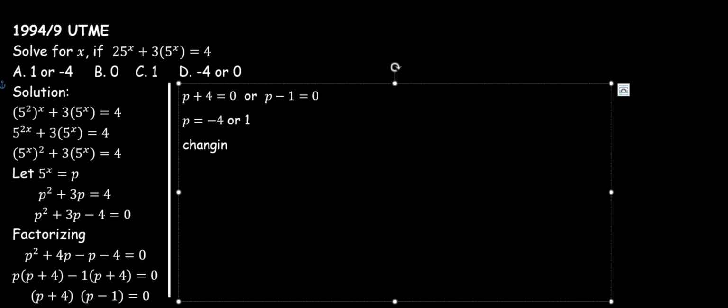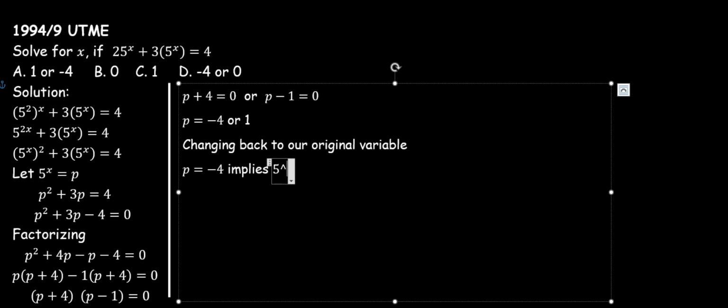Now, changing back to our original variable, we have p equals minus 4 implies 5 raised to power x is equal to minus 4, or p equals 1 implies 5 raised to power x equals 1. That will imply 5 raised to power x is equal to 5 raised to power 0. We are taking only this, as the first case of p equals minus 4 will not help us in this problem. And you recall in indices, any value 1 is the same thing as the base raised to power 0. That is to say, x is equal to 0.